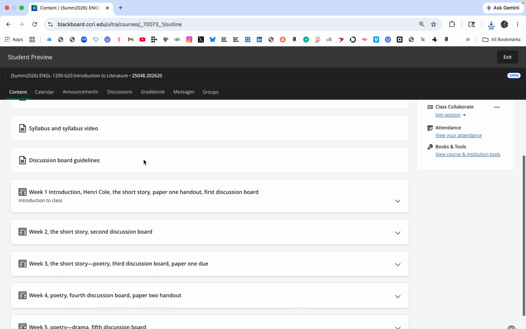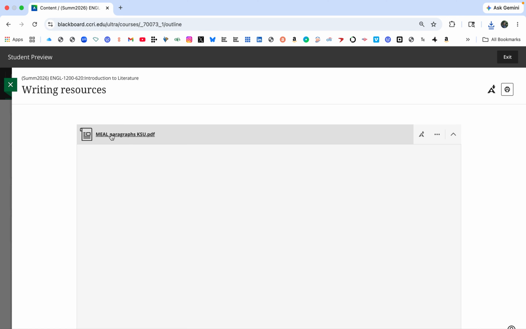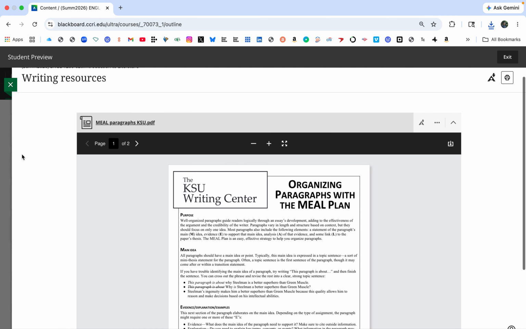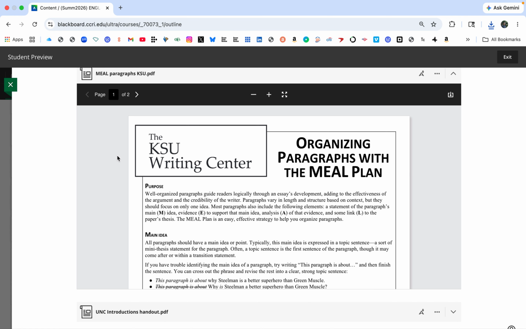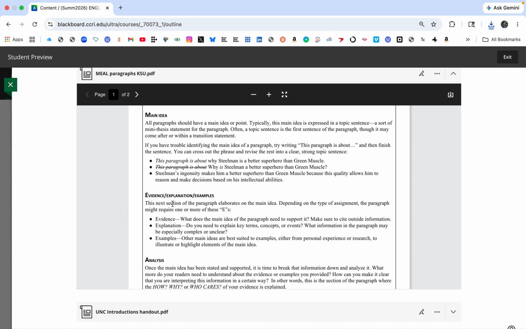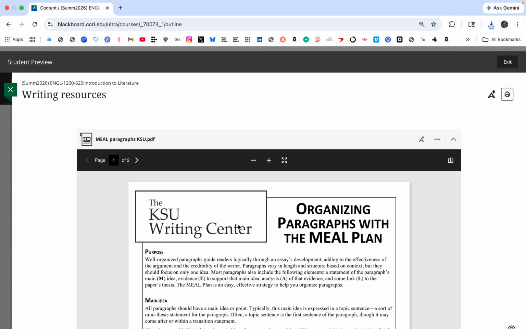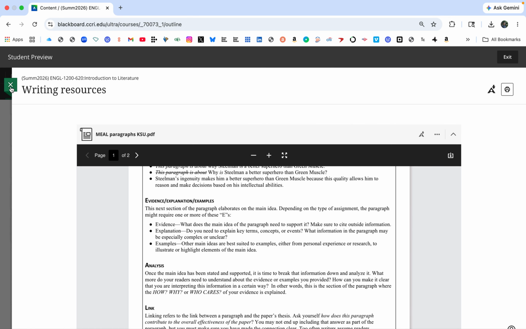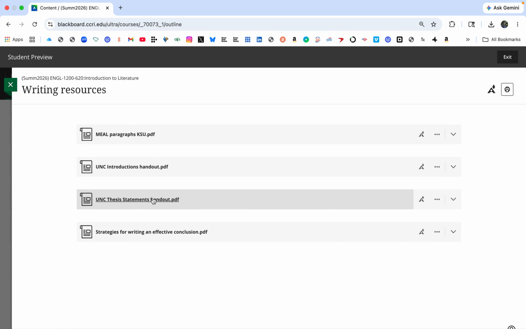A couple things. Down at the bottom of our homepage, I have writing resources. So I have right here meal paragraphs. Here's a handout that walks through meal paragraphs, right? I know when I teach composition, we go over these in minute detail, but right here is a meal paragraph: main idea, topic sentence, evidence, which would be a quote from our story, analysis, and link. So that's the meal paragraph, right? And you also have an introductions handout and a thesis statement handout.